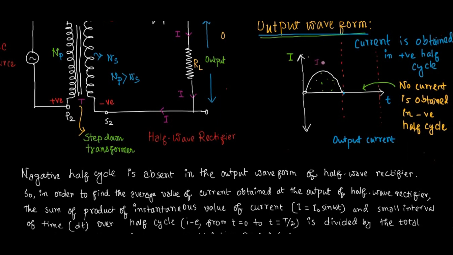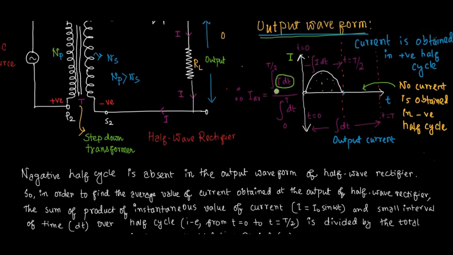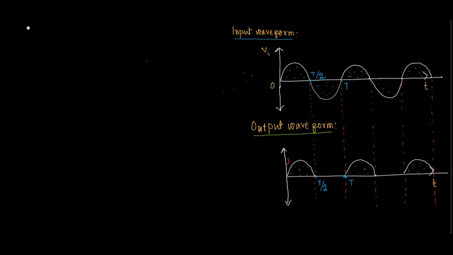From the output waveform, we can show that I dt can be integrated from t equals 0 to t equal T by 2, and it will be divided by the integration of dt from t equals 0 to t equal capital T. Therefore, IAV is equal to integration I dt from 0 to T by 2 divided by integration dt from 0 to capital T.